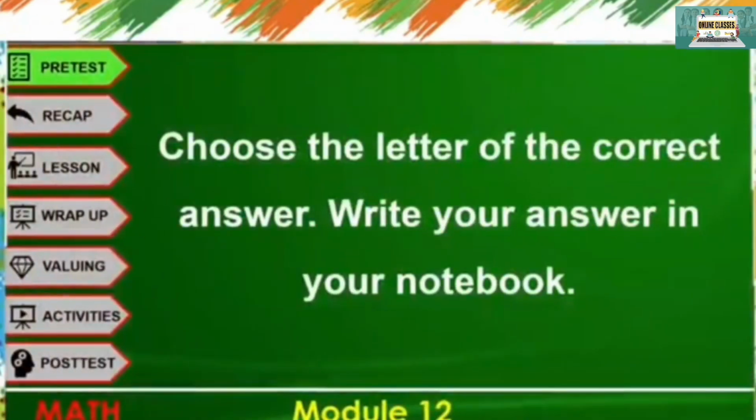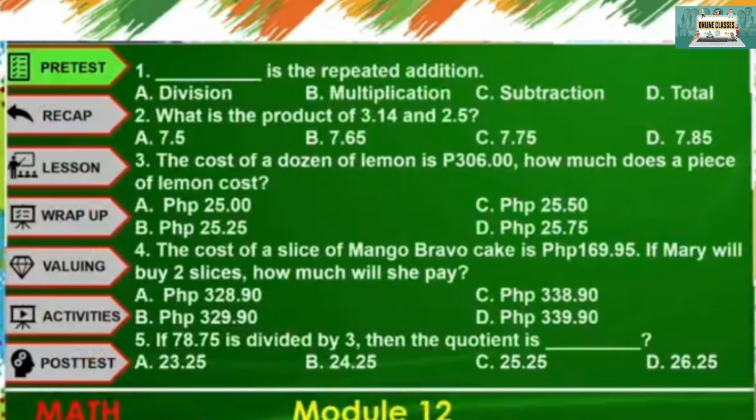Choose the letter of the correct answer. Write your answer in your notebook. Number 1. Blank is the repeated addition. A. Division. B. Multiplication. C. Subtraction. D. Total. The correct answer is B. Multiplication.